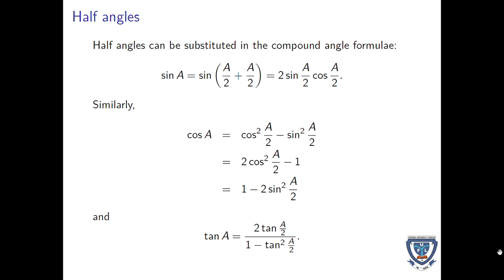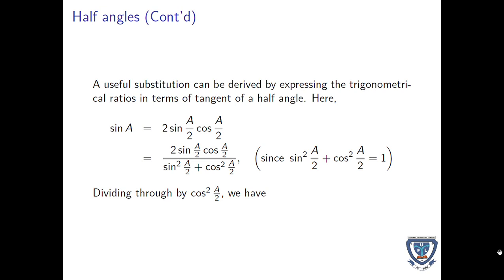A useful substitution can be derived by expressing the trigonometrical ratios in terms of the tangent of a half angle. Here, sin A will be equal to 2 sin(A/2) cos(A/2).